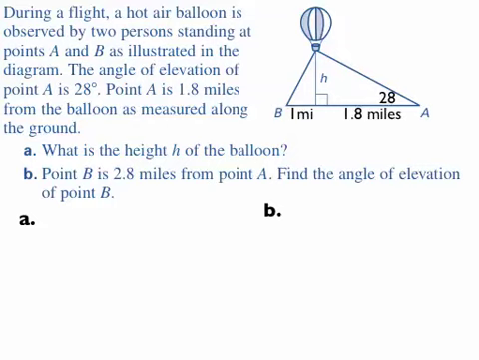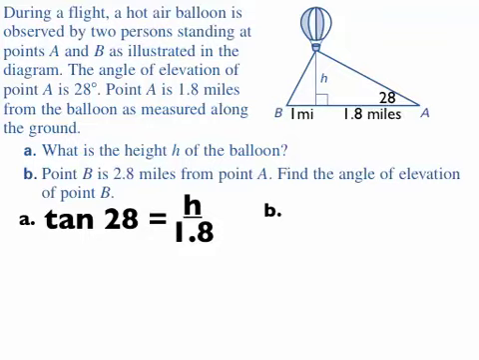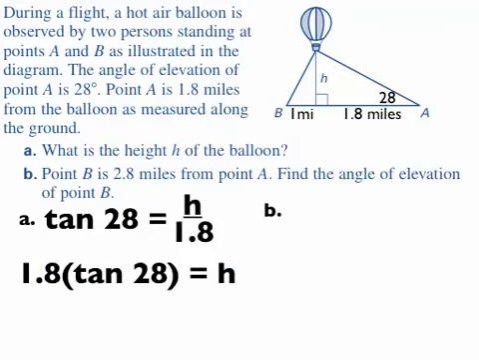So to find h, I'm going to say the tangent of 28 degrees equals h over 1.8. Multiply by 1.8 on both sides to get h by itself. Plug it into your calculator and you get 0.96, and that would be miles off the ground. And then we go to B.